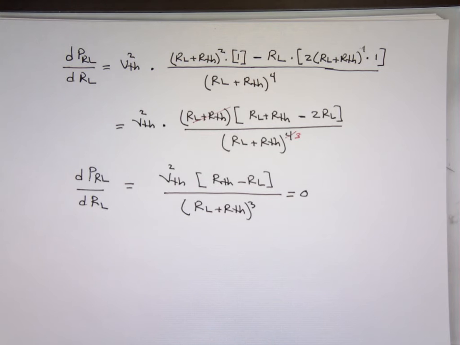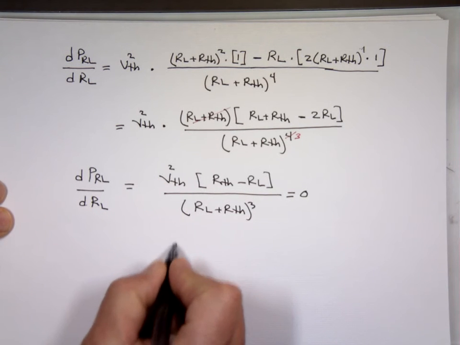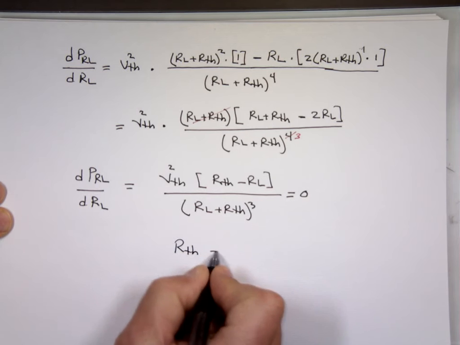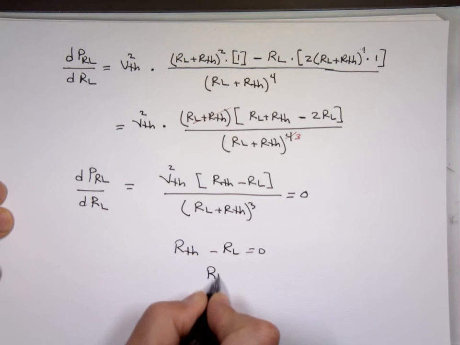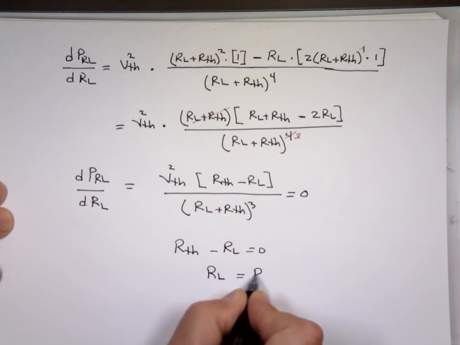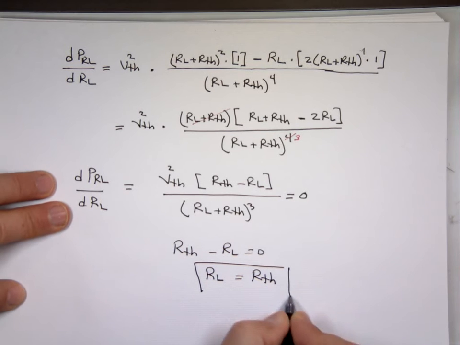Well, when you have a fraction, for the fraction to be 0, that means what? The top has to be 0. V Thevenin is not 0, so the only way the top will be 0 is if R Thevenin minus R sub L is equal to 0, which means R sub L has to equal R Thevenin. So that's the rule for maximum power transfer.